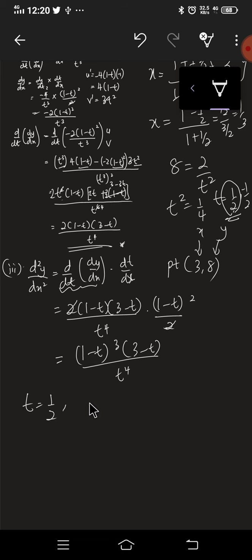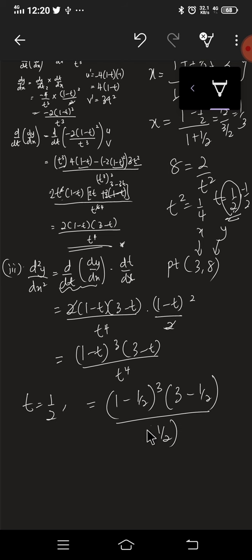So what is d squared y/dx squared when we substitute 1 over 2? So (1 minus 1 over 2) cubed of (3 minus 1 over 2) all divided by 1 over 2 to the power of 4. So the answer we can get after we use the calculator here, we get the answer equal to 5. So only one value of t we need to use.